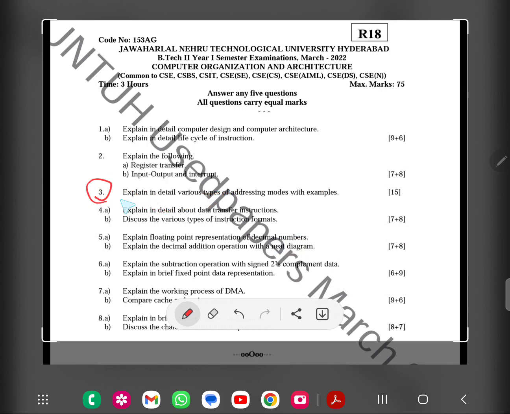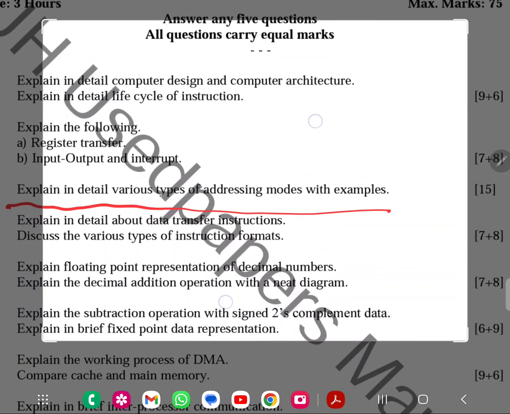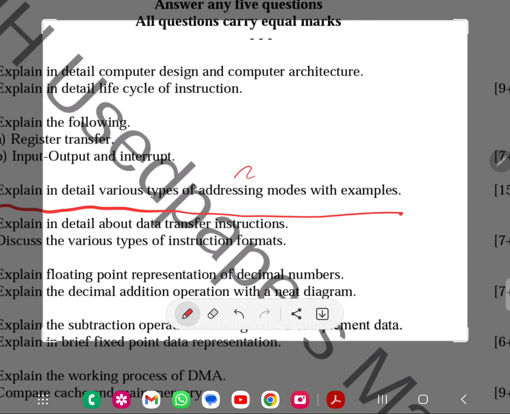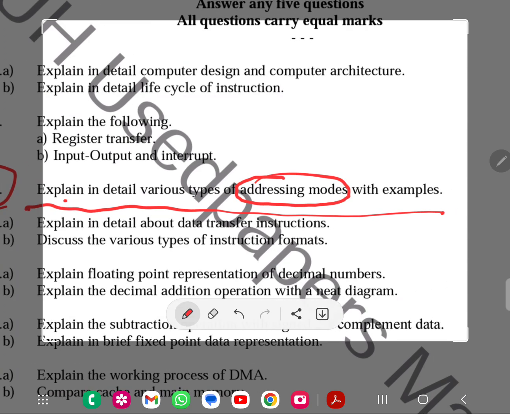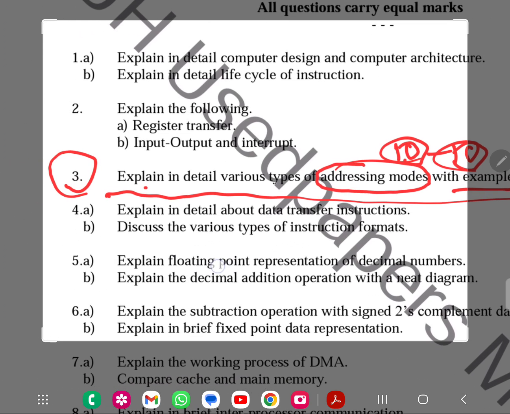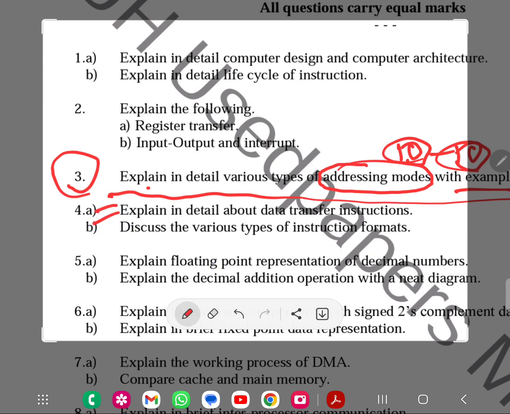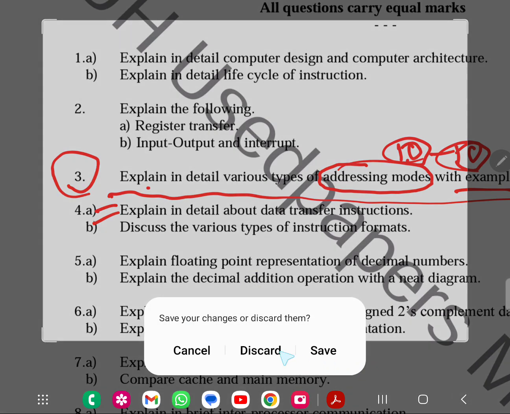See, third question, direct question. There will be no part A, B. So this time the question paper pattern will have this 10 marks direct question. Addressing modes, right? The question given is: explain in detail various types of addressing modes with examples. We have 10 addressing modes that will be given for a 10 marks direct question. Generally we will get A and B. For every unit we will get 4 questions, but this question was a direct question, very important, right?